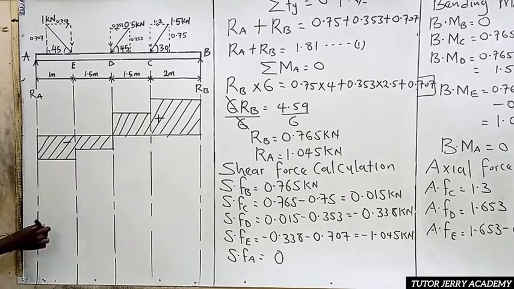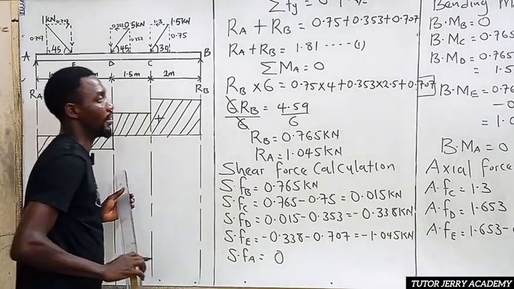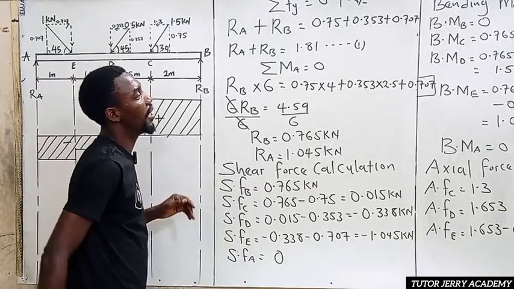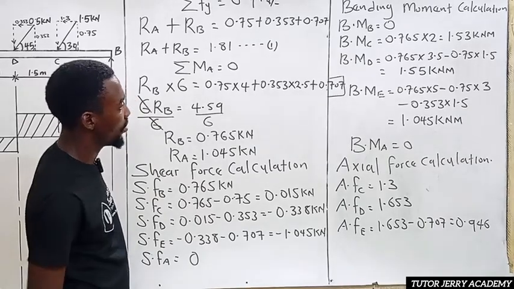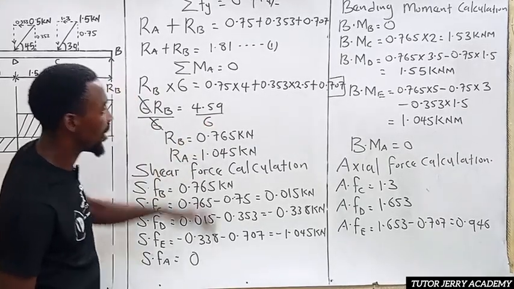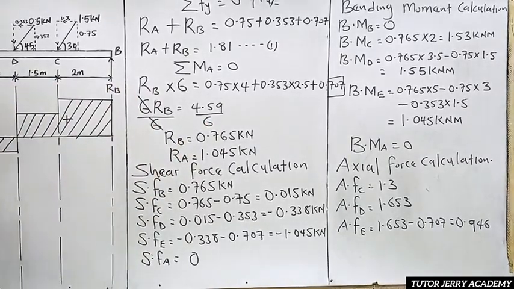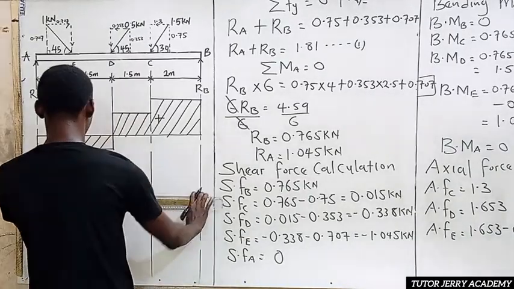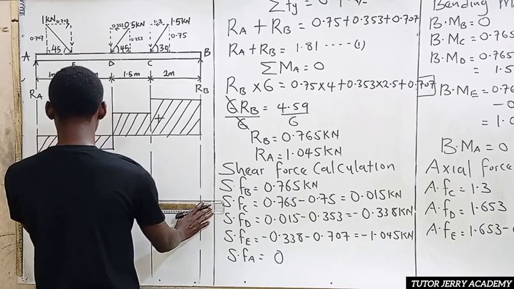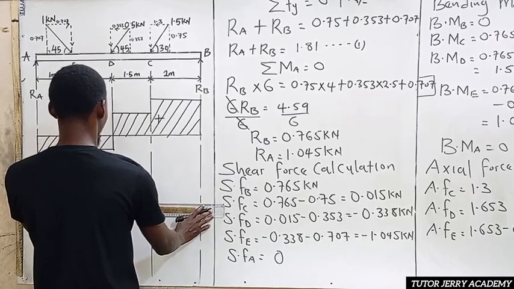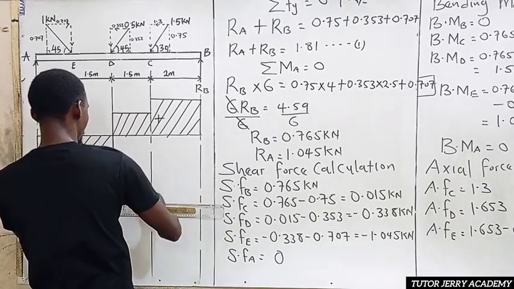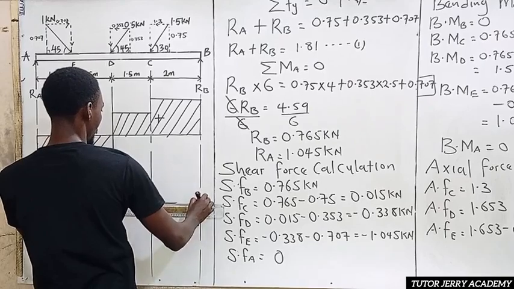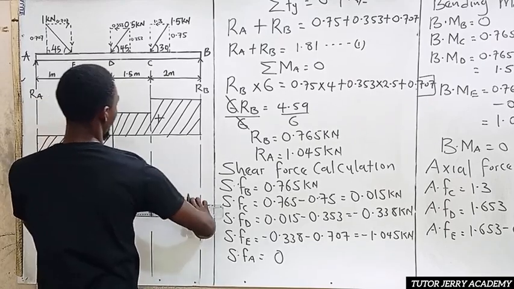All right, that's it. So now let's go for our bending moment. The highest number for our bending moment is 1.55. So we have 1.55, 1.53. All right, so let's just take this point here.